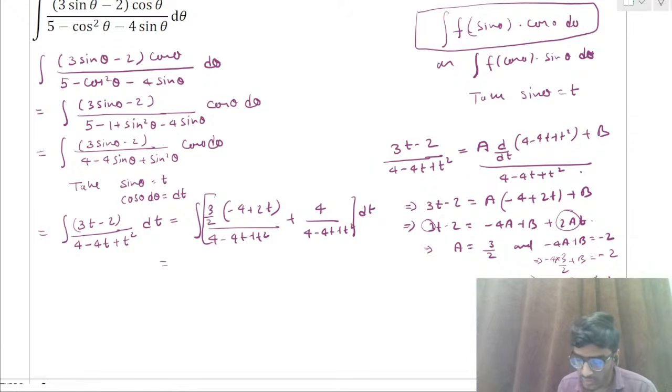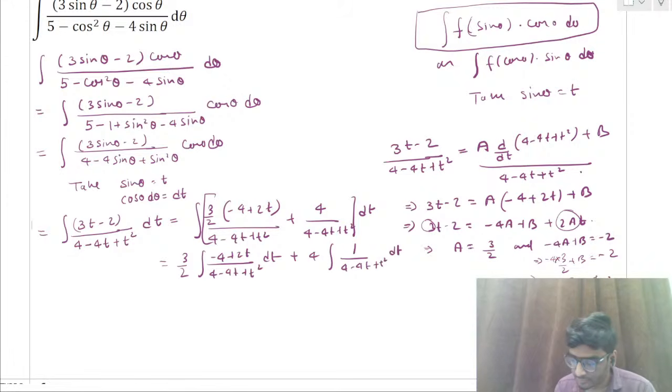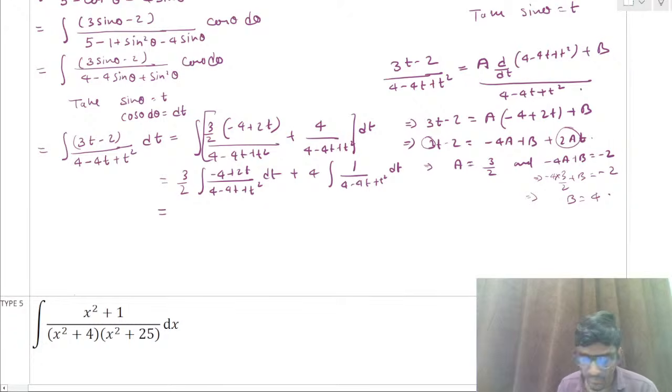Can we write it like this? Yes. So it becomes 3 by 2 integration of 2t minus 4 upon 4 minus 4t plus t square dt plus 4 times 1 upon 4 minus 4t plus t square dt.